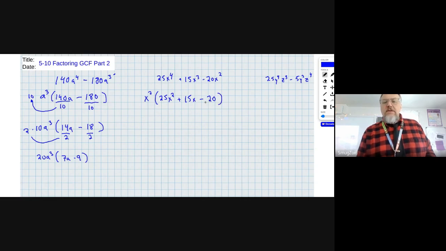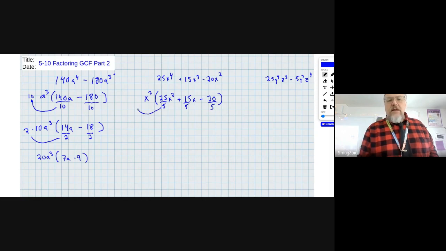Next, I try to find the greatest common factor out of this guy, which would be 5, just looking at it. So I divide this by 5, this by 5, and this by 5. Therefore, I got to take the 5 and put it up here. 5 times this number. So it'd be 5x squared times 5x squared plus 3x minus 4.